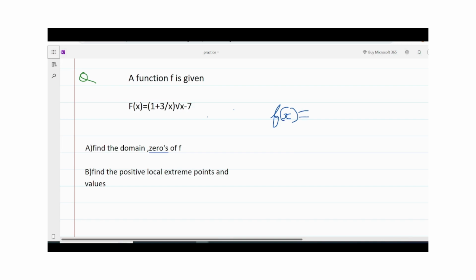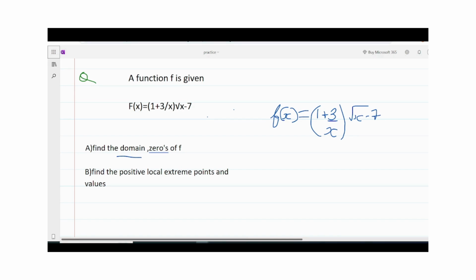f of x is equal to 1 plus 3 by x into square root of x minus 7. Alright, these are two separate terms. Now we need to firstly find the domain of this.